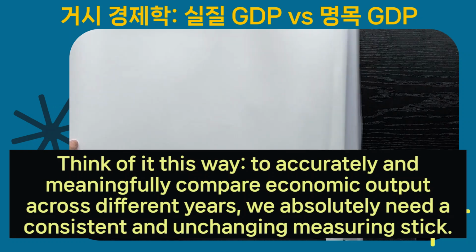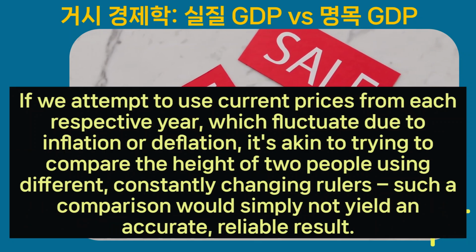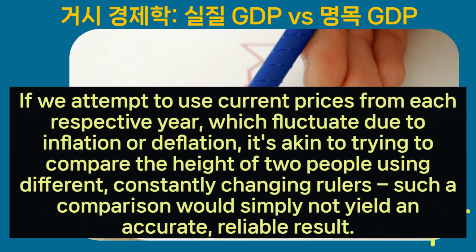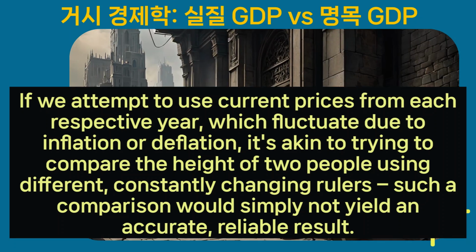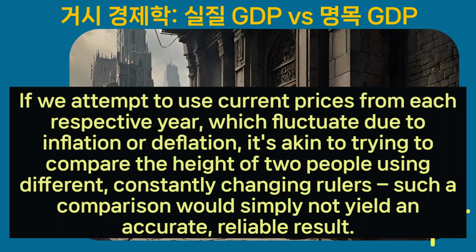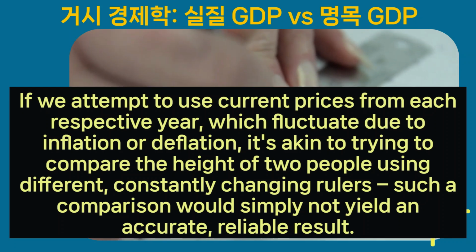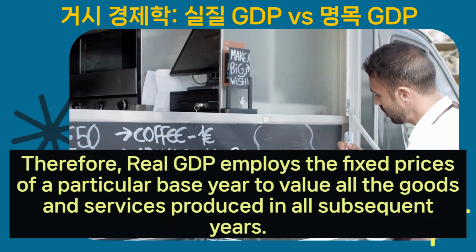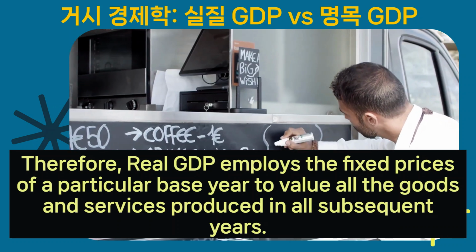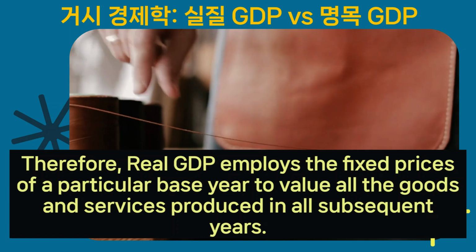and unchanging measuring stick. If we attempt to use current prices from each respective year, which fluctuate due to inflation or deflation, it's akin to trying to compare the height of two people using different, constantly changing rulers. Such a comparison would simply not yield an accurate, reliable result. Therefore, real GDP employs the fixed prices of a particular base year to value all the goods and services produced in all subsequent years.